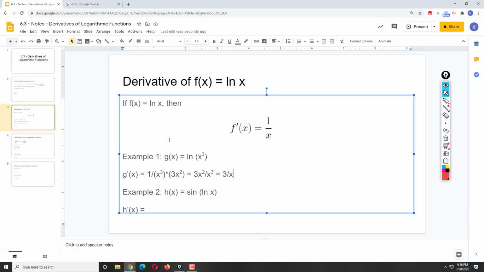Example 2. h of x is equal to sine of ln x. Once again, we're going to be applying the chain rule. h prime of x, well, the derivative of sine is cosine. So h prime of x is going to be cosine of ln x. But we have to apply the chain rule. We have to multiply by the derivative of ln x, which is 1 over x. In other words, h prime of x is going to be cosine of ln x divided by x. Okay, that's it.